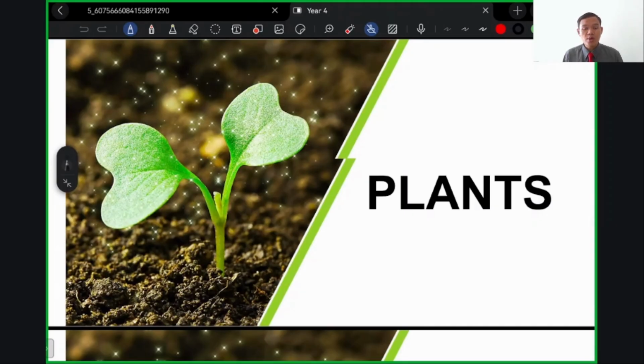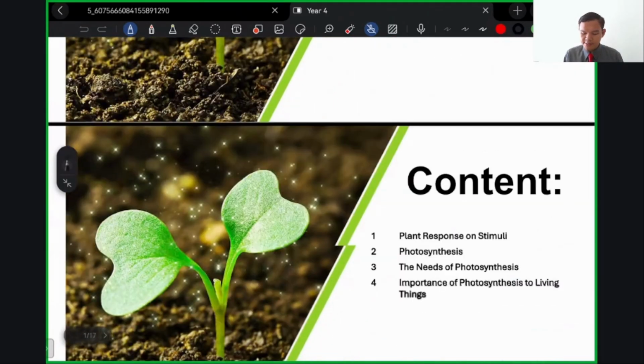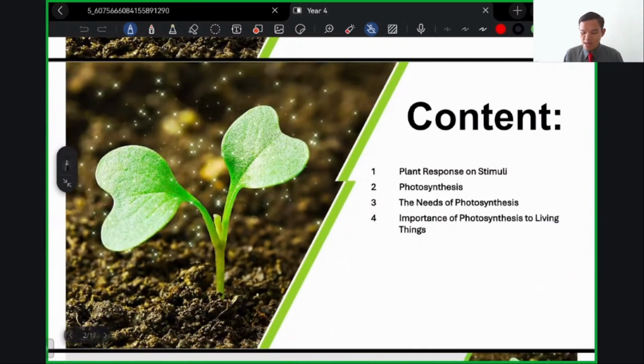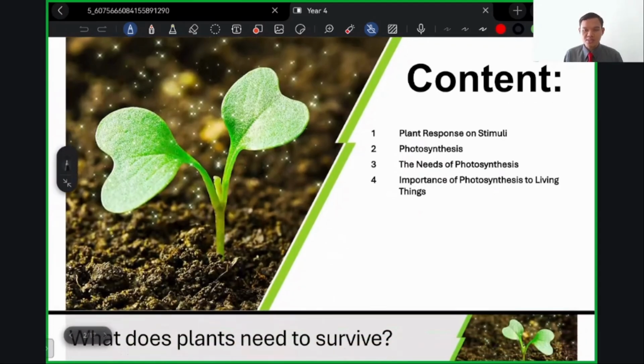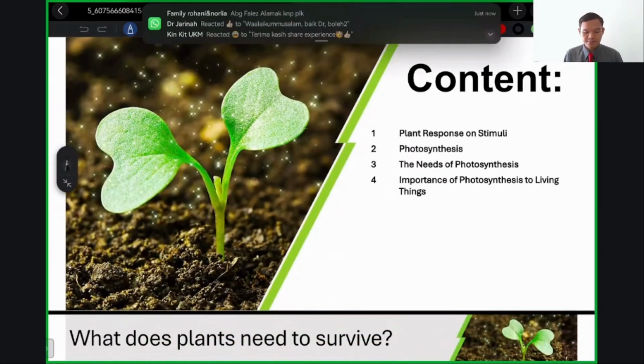So today we are going to learn about a very interesting topic on plants, which is the plant response on stimuli, photosynthesis, the needs of photosynthesis, and the importance of photosynthesis to living things.